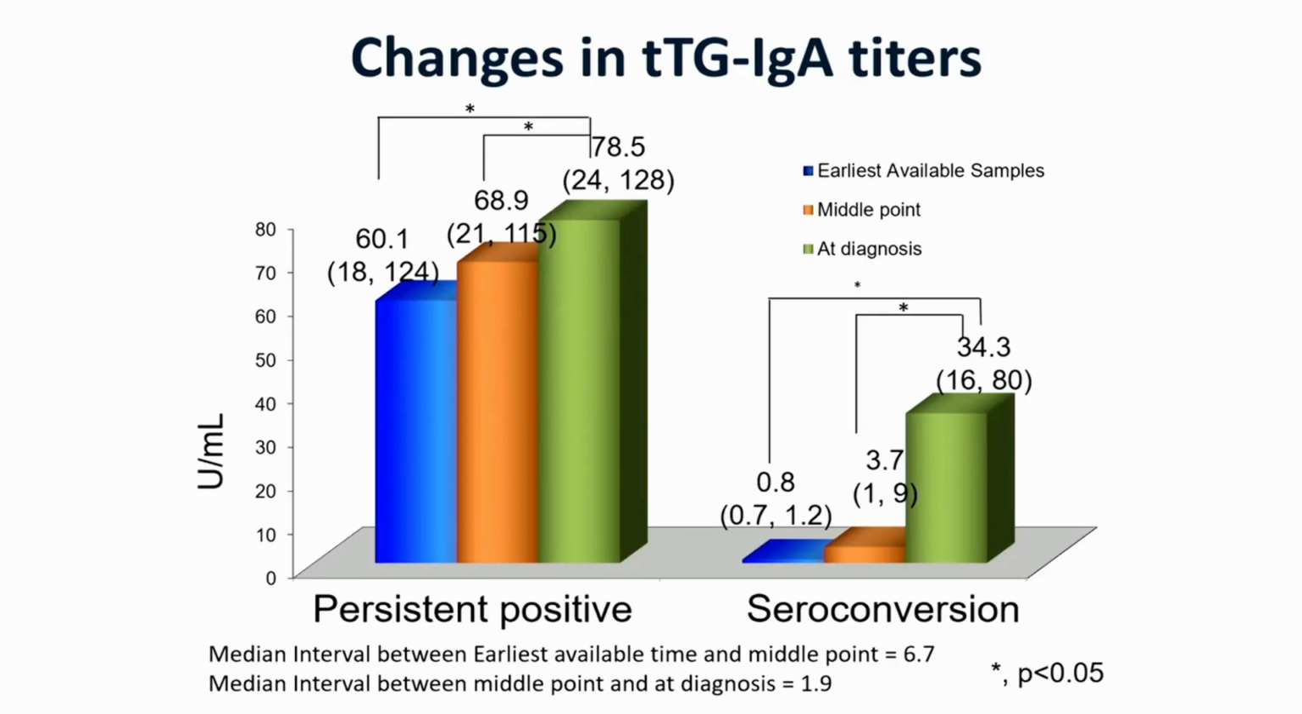Next, shown here, the blue column represents the earliest available serum sample, even 10 years before the diagnosis of celiac disease. They already were positive. The titer based on Inova, which has a reference level of 4, was already 60. And at 10 years ago, this is maybe very close to the military entry point. Some groups showed a persistent positive pattern. Another group showed a seroconversion pattern, meaning they were negative before and then turned positive later.